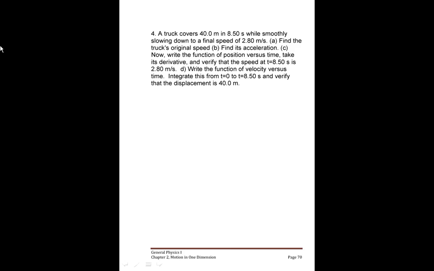Okay, so for part A, I want to know the truck's original speed, but let's first just write down everything that I know. Actually, I'm going to write down my equations first. That is V equals V naught plus AT, X equals X naught plus V naught T plus 1/2 AT squared. All right, I'm going to say that X equals 40. X naught, as usual, we'll set equal to 0. T is equal to 8.5 seconds.